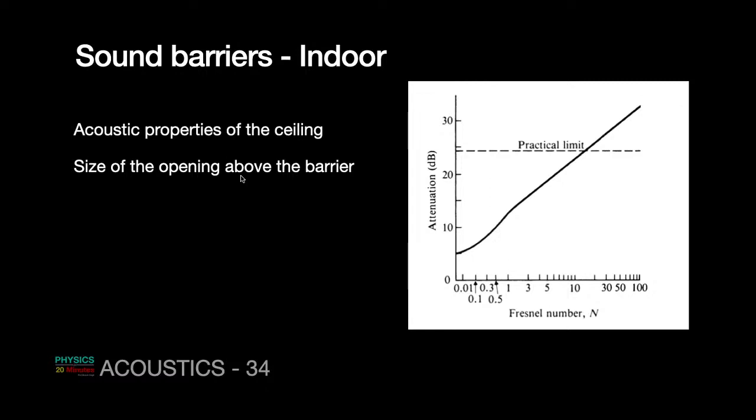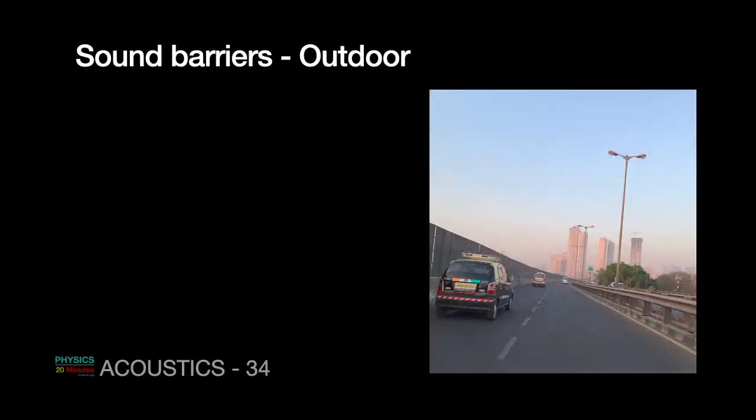Also, what matters is the size of the opening above the barrier. If you remember the office diagram, suppose the height of the ceiling is 9 feet and the barrier is up to 6 feet, then the 3 feet is open. So if that opening is small, less sound will be transmitted. If it is large, then more sound will be transmitted. Also the size and the type of the wall. The wall is thick, thin, small, tall, etc. All those are going to play a role in how much sound is transmitted through the barrier indoors.